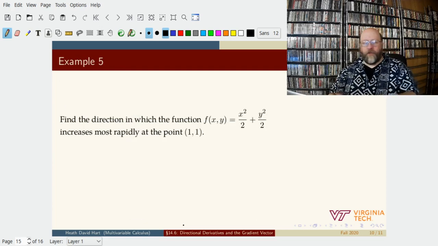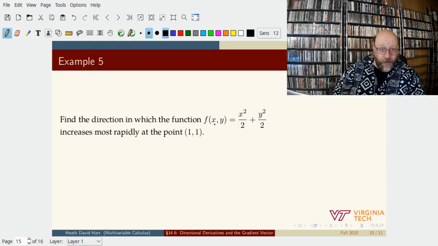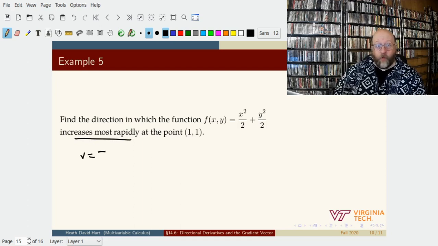All right, so let's try a couple of examples then. Find the direction in which this function increases most rapidly at the point (1, 1). Well, that direction would be equal to the gradient vector at that point. And the gradient vector is the vector made up of partial derivatives. Okay?